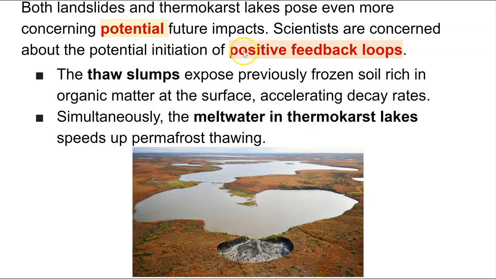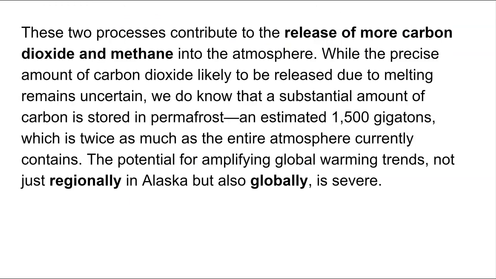Simultaneously, the meltwater and thermokarst lakes will speed up the permafrost thawing. The meltwater will thaw out the permafrost. If it thaws out, then the carbon stored in the permafrost is given off into the local area, amplifying the warming. This is the positive feedback loop that reinforces the change that you want to avoid. These two processes contribute to the release of more carbon dioxide and indeed methane.